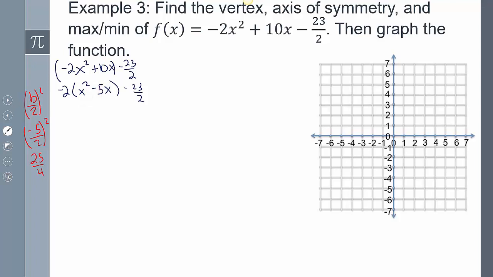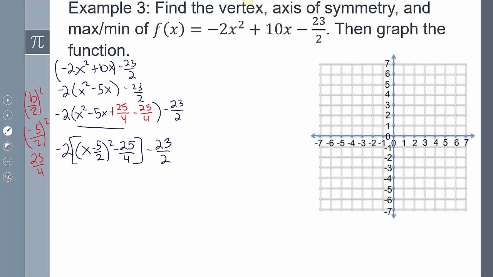And so now if I do b over 2 squared, okay, I get this negative 5 divided by 2 squared. I'm going to get 25 over 4. So I have to add and subtract that 25 over 4 on the inside of my parentheses. Now this part factors, always factors, the shortcut x minus 5 over 2. And so that'll turn into the minus 5 over 2 squared. This stayed the same, that stayed the same, that stayed the same.